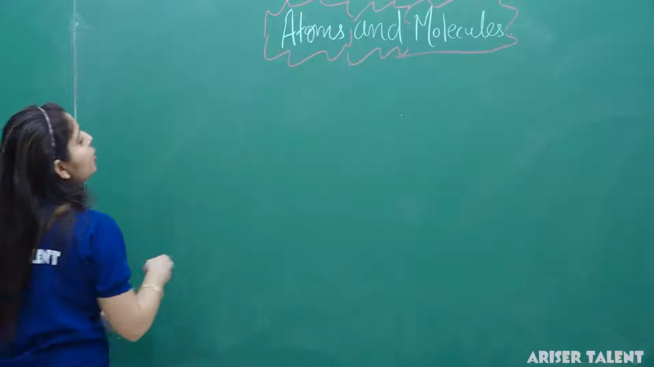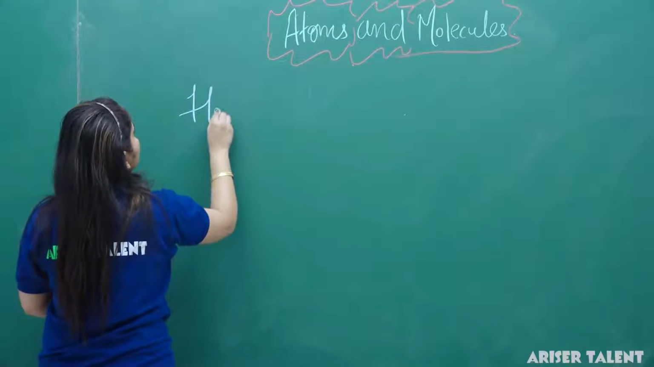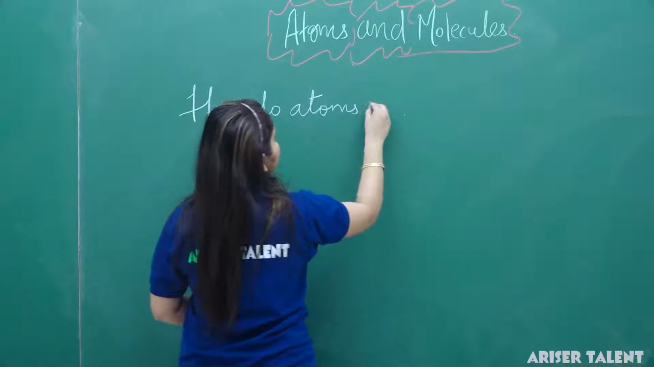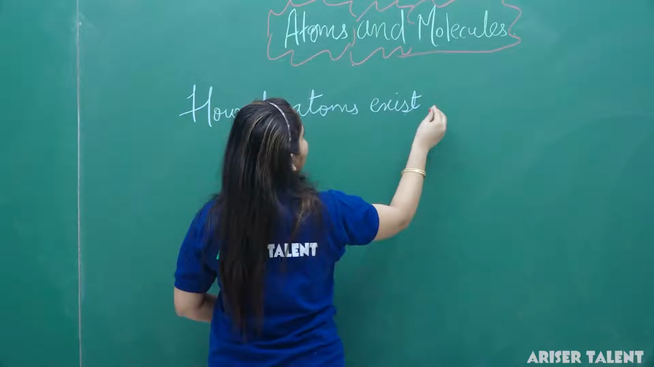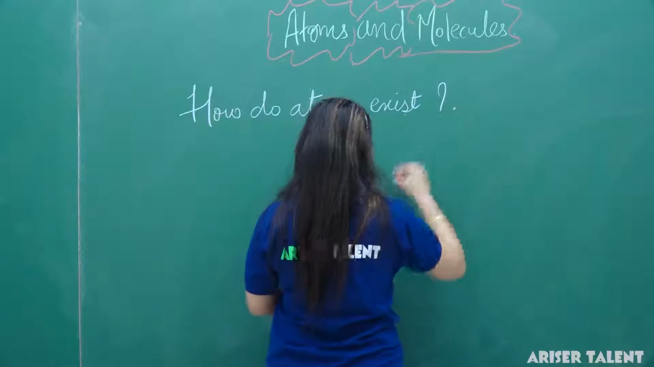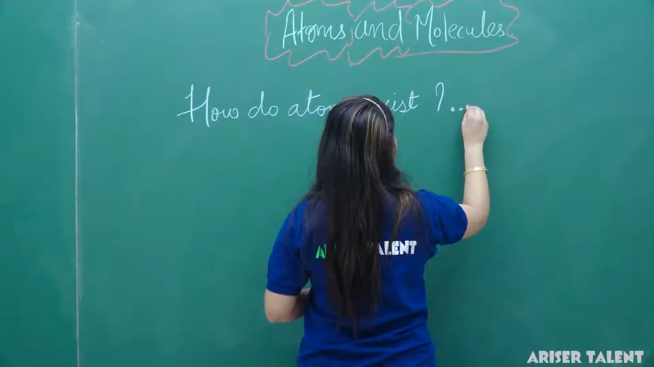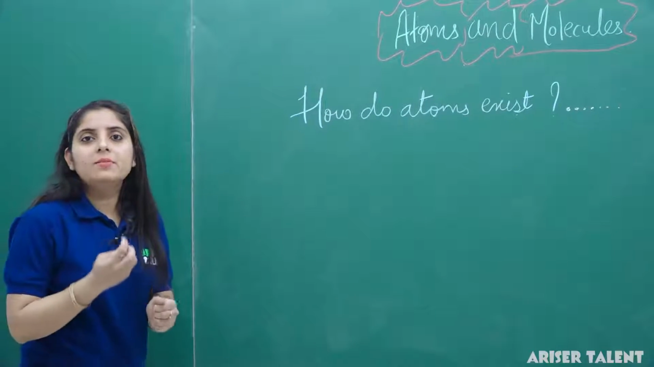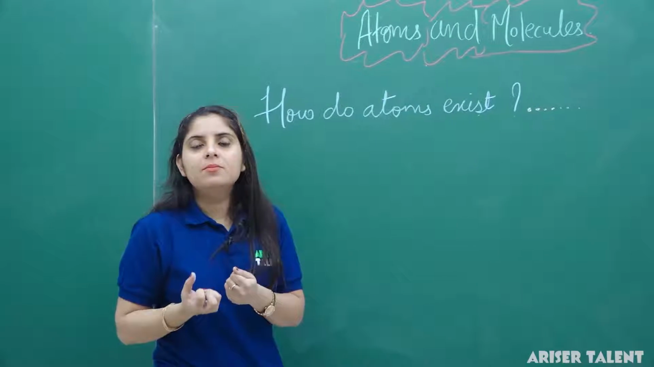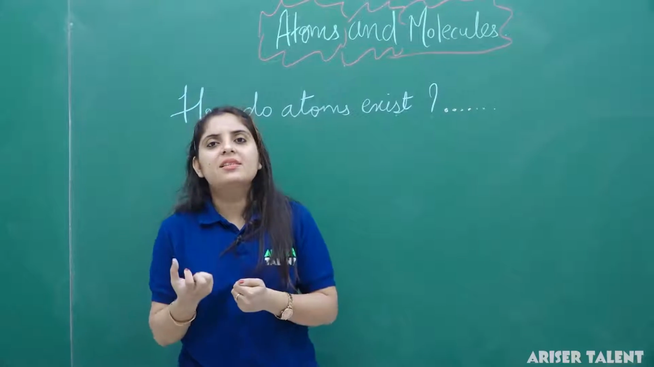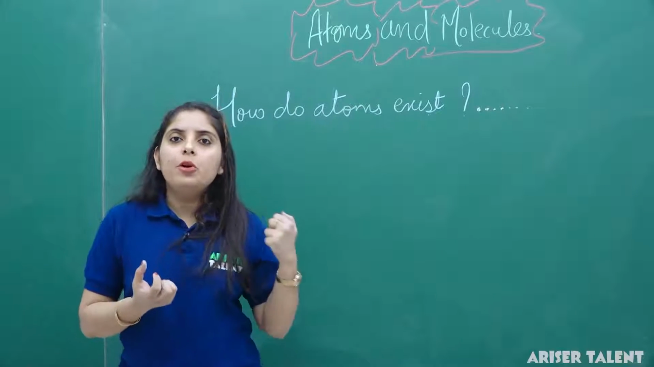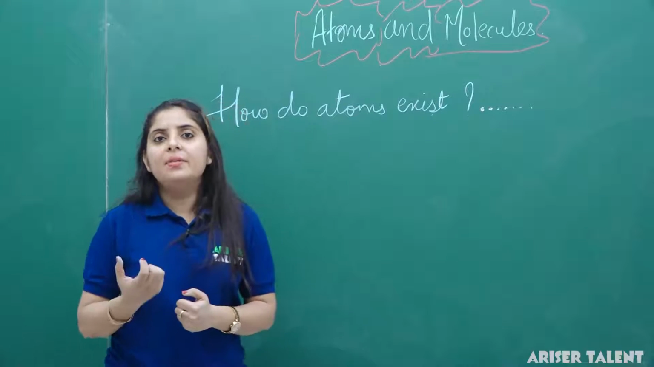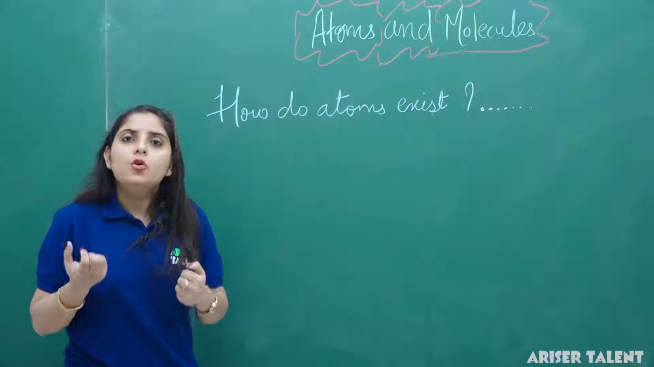So now the question here is, how do atoms exist? We have certain types of atoms in our periodic table that may exist in the free state, and they are called noble gases or inactive metals. Sometimes we also call them inert elements because they are non-reactive at room temperature.